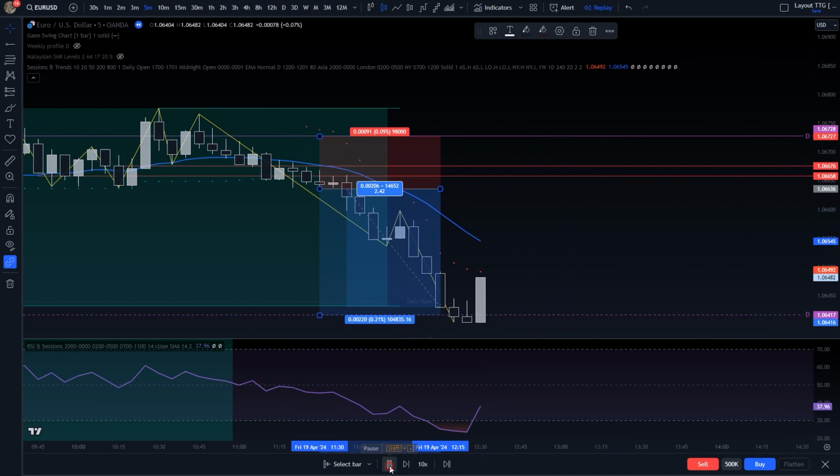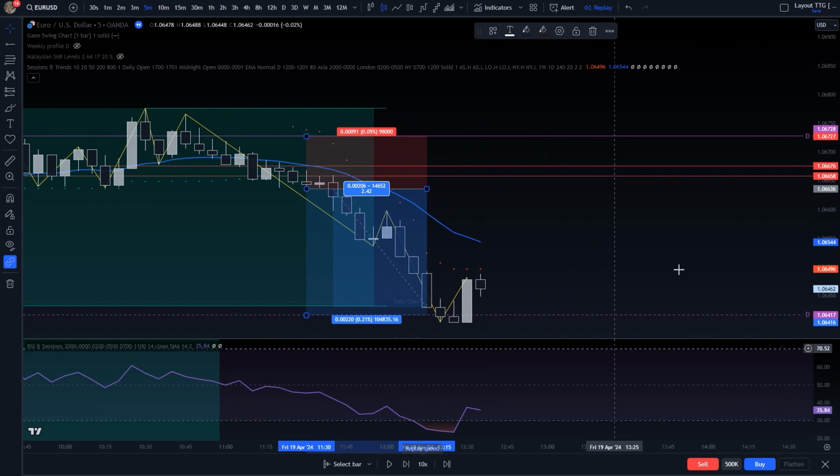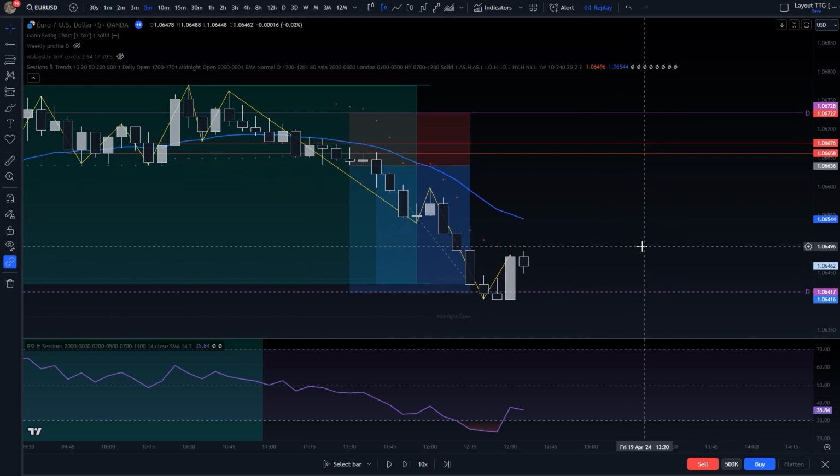And it breaks strong to the downside. Target is again the daily level. Isn't that great?